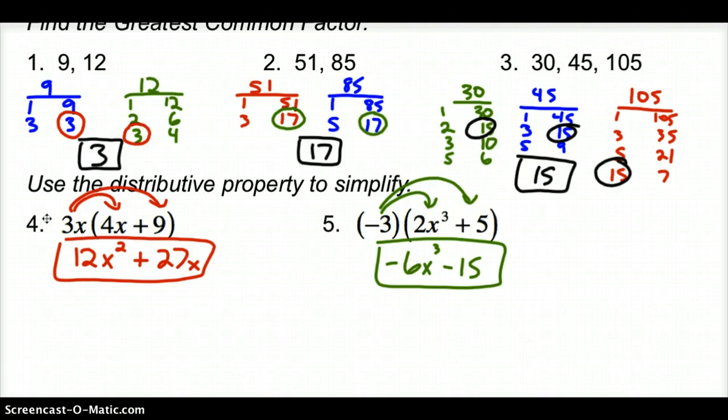Okay, so now that we've looked at some prerequisite skills, we should be ready to practice factoring using the distributive property.